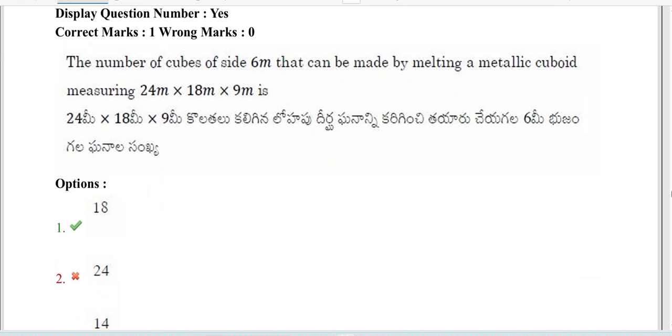The number of cubes of side 6 meters that can be made from melting a metallic cuboid measuring 24 meters by 18 meters by 9 meters is.